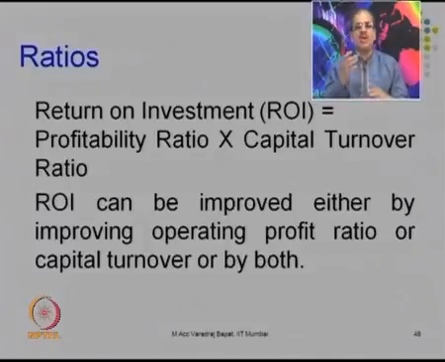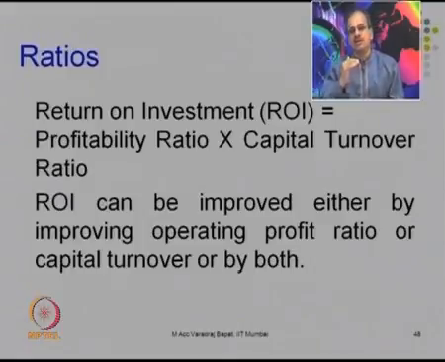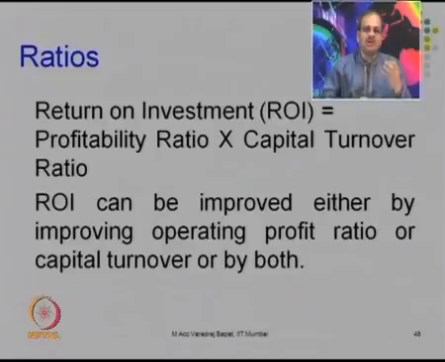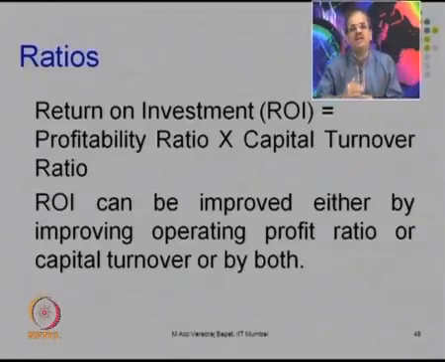This hints that ROI can be improved in two ways. One is you improve operating profit, that is you increase the margin which you earn on your sales, or you improve the capital turnover, that is you try to generate as much more sales as possible by using the same resources. And of course you can do both things, because both can go hand in hand. You try to improve the profitability and parallelly try to increase the sales, which will give a higher ROI.